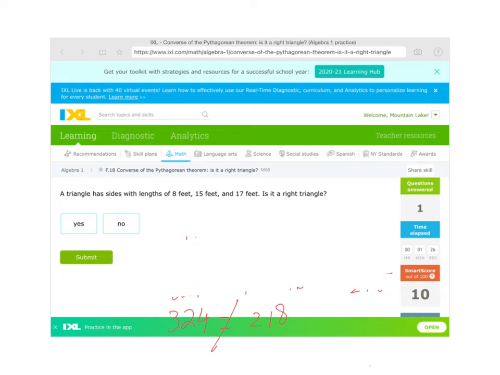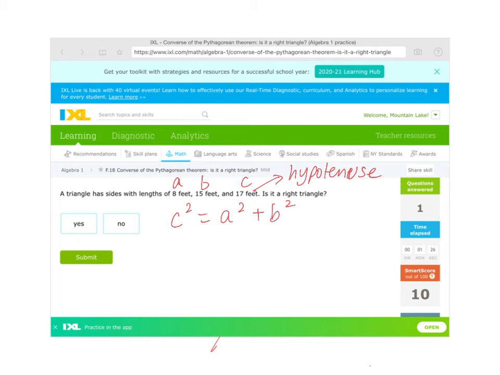So again, the longest side is the hypotenuse. If you remember that, you'll be able to solve these fairly easily. So call this A, B, C. So hypotenuse, C squared is equal to A squared plus B squared. 17 squared is equal to 8 squared plus 15 squared.